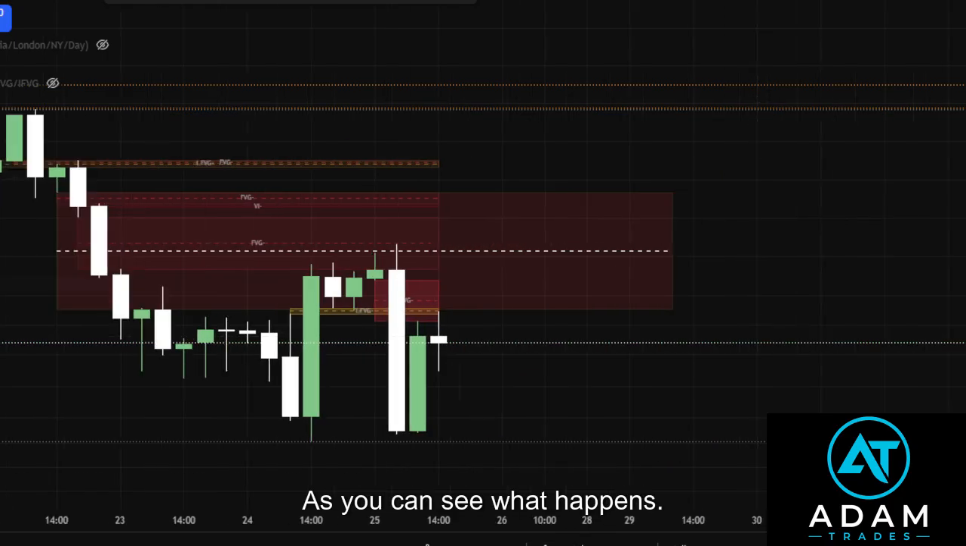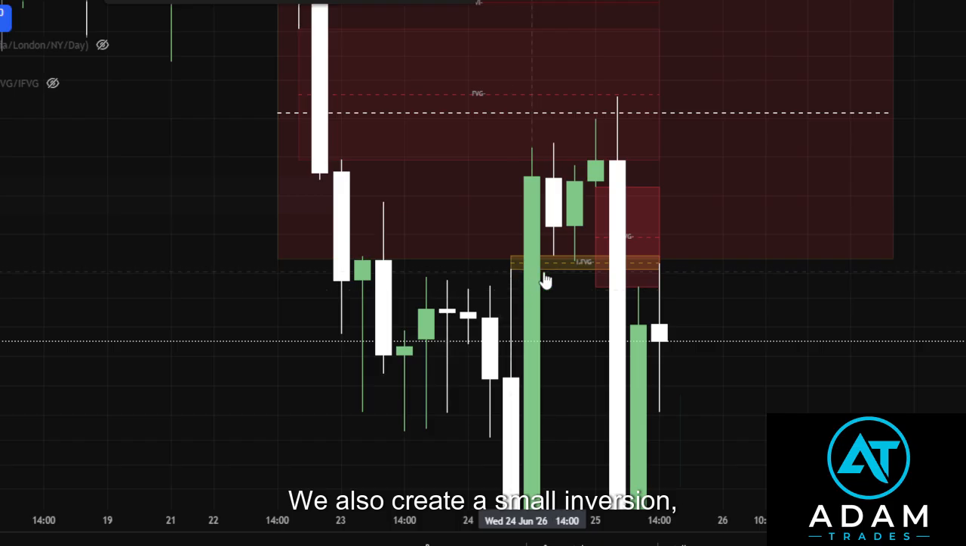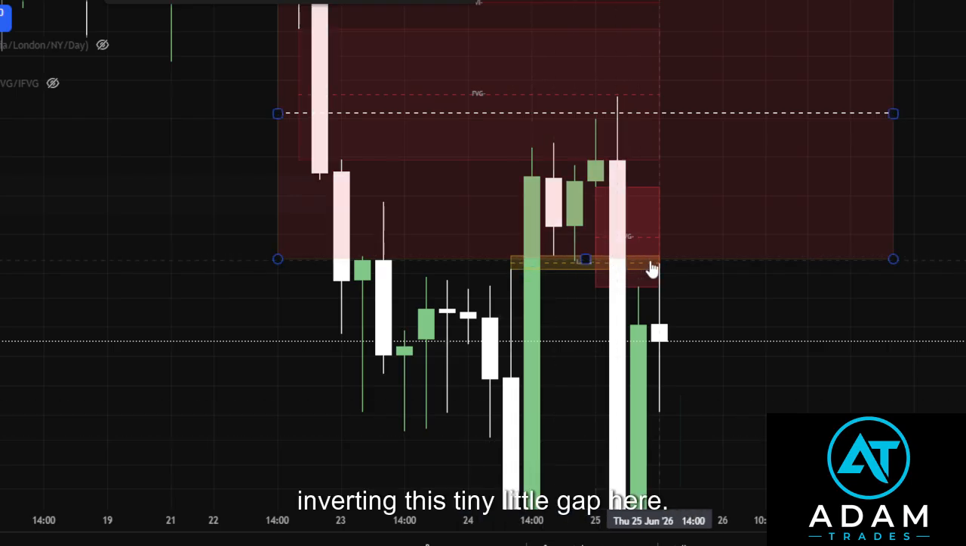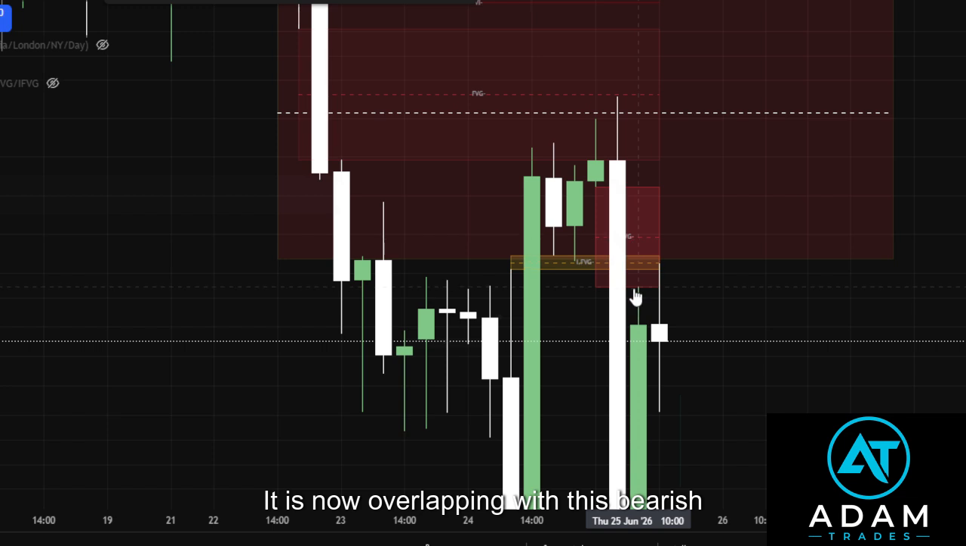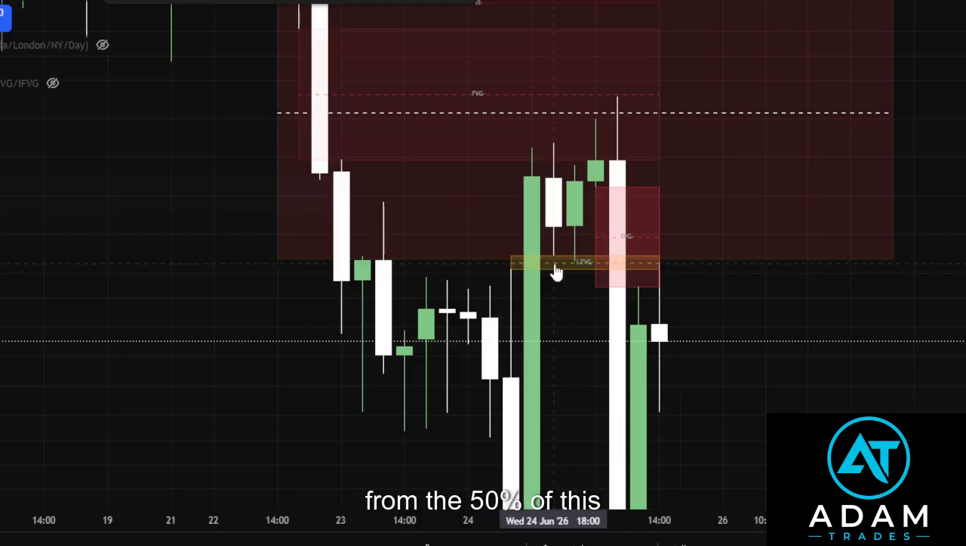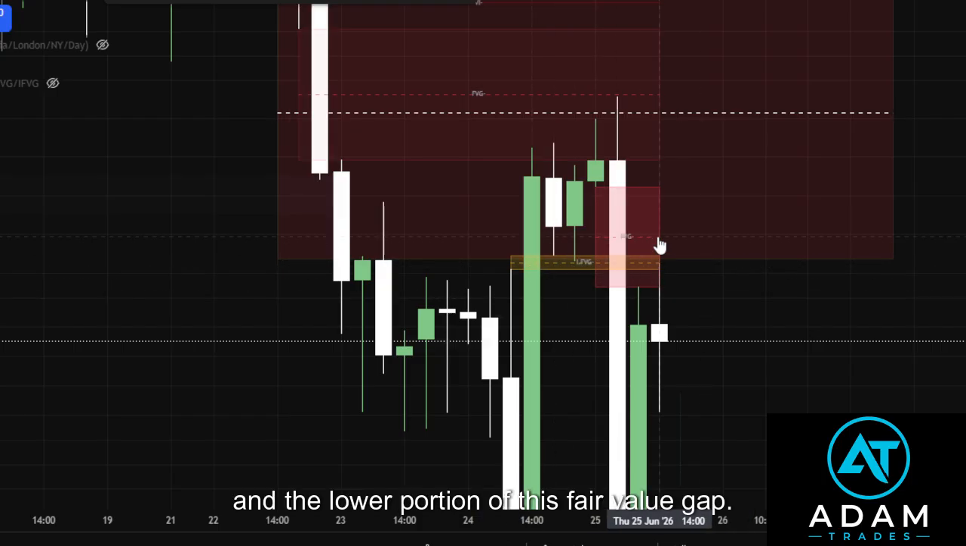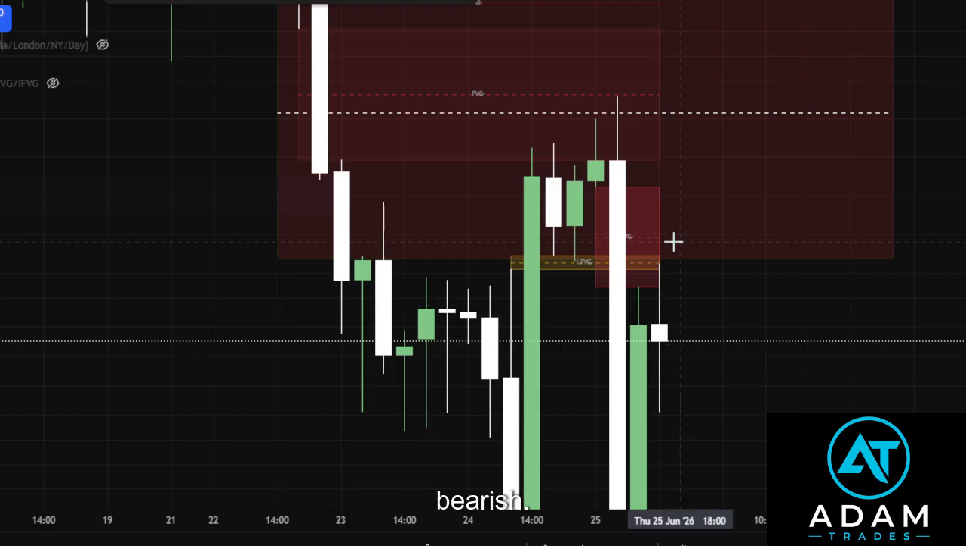As you can see, what happens? We also create a small inversion, right? We got that big up with the big down, inverting this tiny little gap here. It is now overlapping with this bearish fair value gap. And what happened with this wick? We tried to go up, and we immediately got rejection from the 50% of this inversion and the lower portion of this fair value gap, which again, is what I would want to see if I'm bearish.